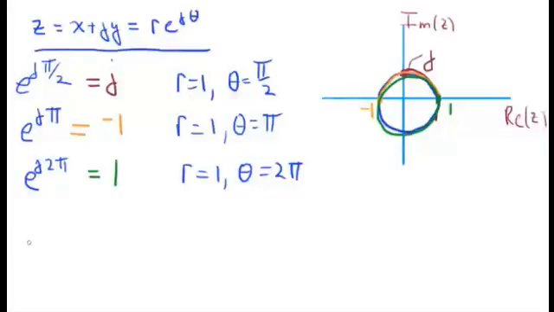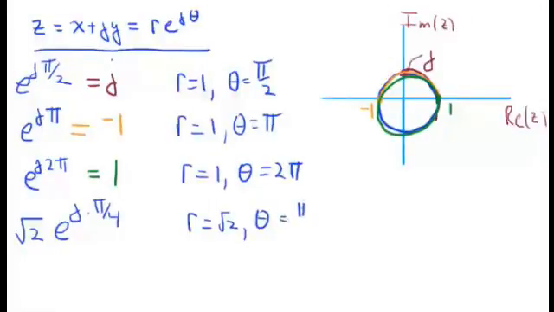Now let's do the example where r wasn't 1. That was root 2, e to the j pi over 4. This says r equals root 2 and theta equals pi over 4. Graphically, this says go to the circle of radius root 2. We'll put that out about here. Here we'll draw that circle.